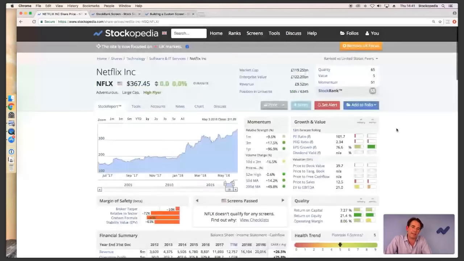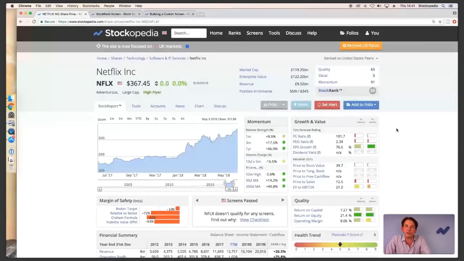Really, I think Netflix is a punt on, firstly, whether you believe in the business model, and secondly, whether the market will continue to rise and continue to favor these FANG stocks: Facebook, Amazon, Netflix, Google. The stock rank's only 53. Now, it wouldn't fall under my investment criteria because I tend to use the overall stock rank as my main filter rule. But I know a lot of people that are very successful investing just in high flyers.